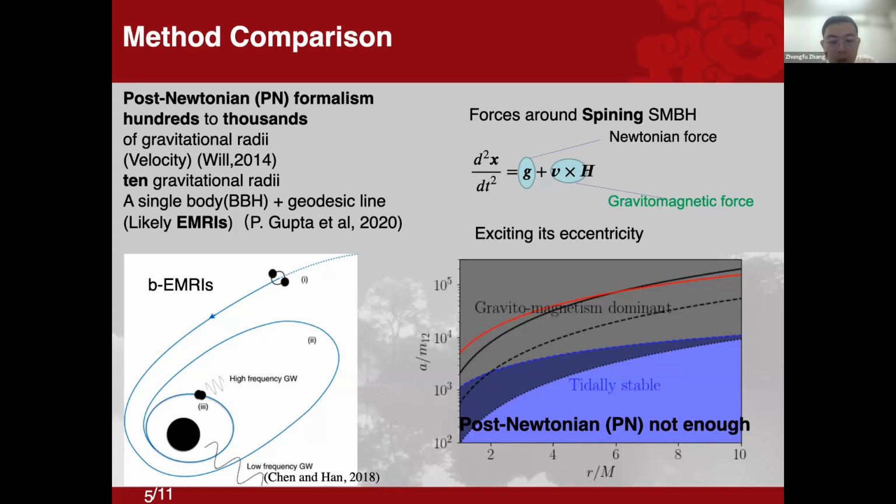So the binary black hole cannot be regarded as a particle. Besides, the strong GR effects are very different from the normal Newtonian force. For example, the spinning supermassive black hole can generate a new force, the gravitoelectromagnetic force. The force appears in different directions when we excite the eccentricity of the binary black hole to promote the mergers. Compared to the self-gravity, we find the relevant region is several gravitational radii. So post-Newtonian is not enough. We need more GR.